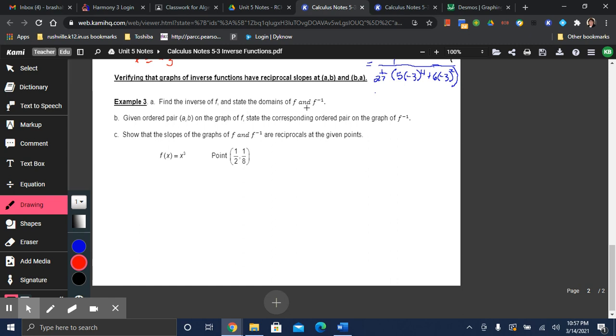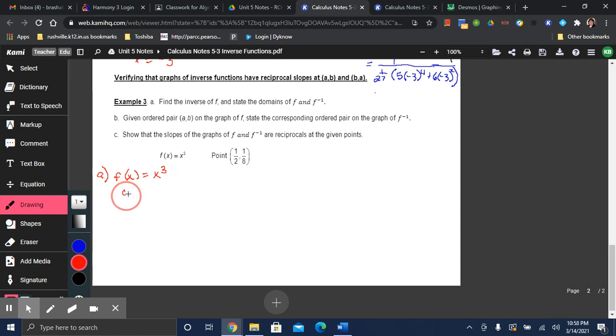And I'm having you state the domains just to remind yourself as you do your homework that if you have square roots or if you have fractions, to be aware of places where that domain may not be defined. So for part A of this problem, we have f of x equaling x to the third.